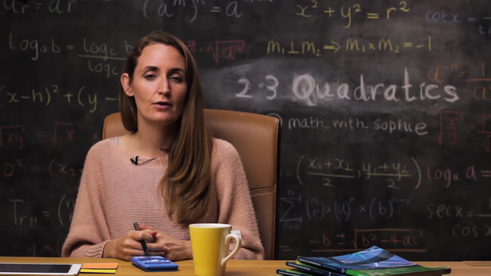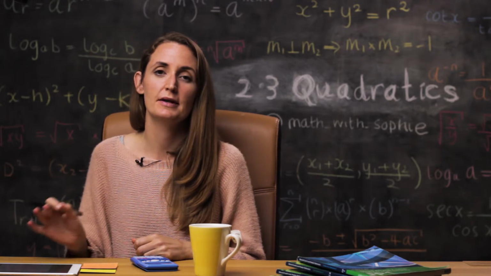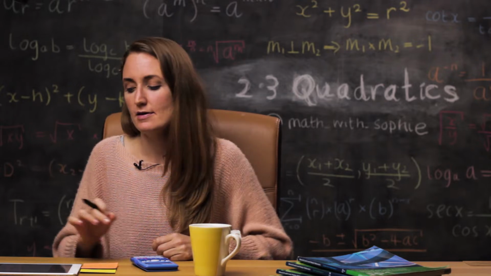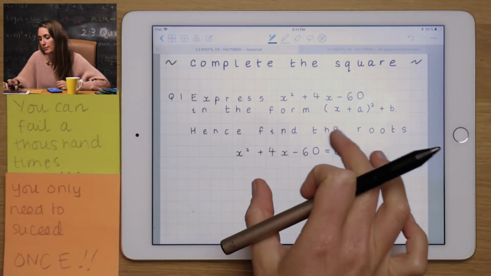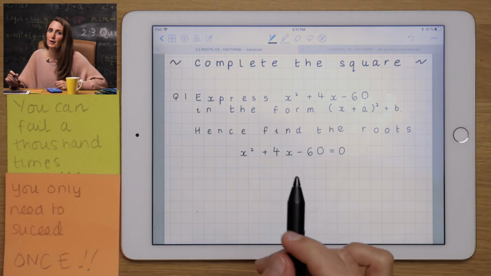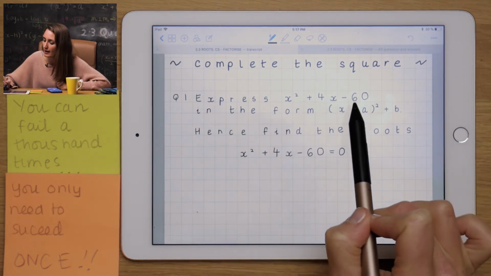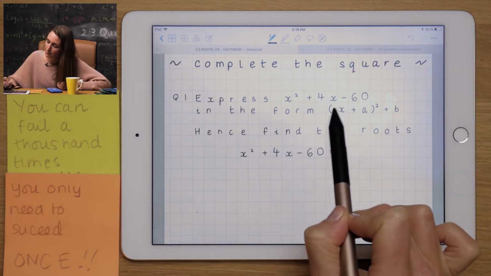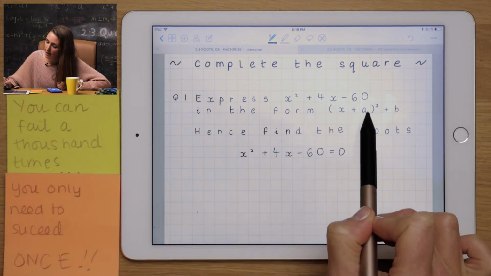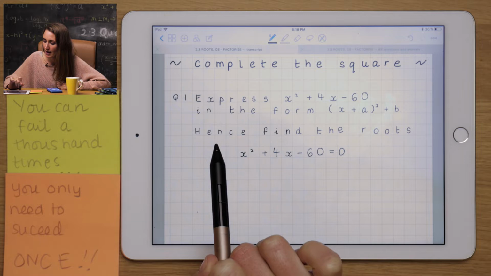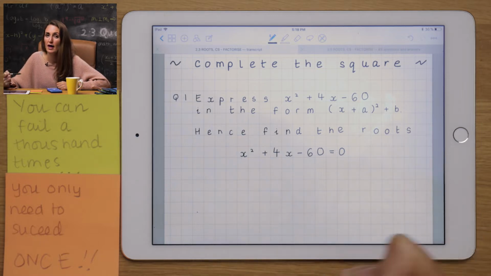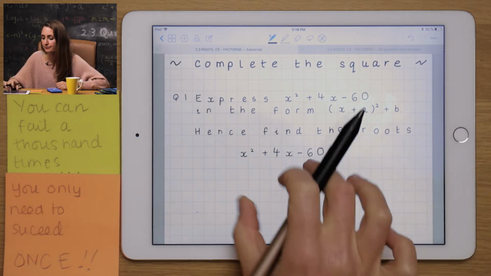We're going to be looking at all different examples today of completing the square. This is a topic that causes a lot of problems, so I hope I can clear this up for you today. Express x squared plus 4x minus 60 in the form (x + a) squared plus b. Hence, find the roots. The hence find the roots might be a part B.